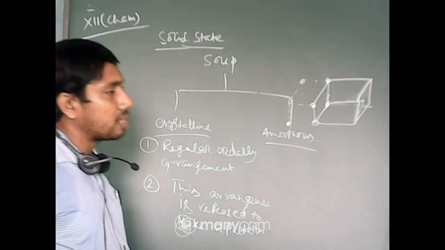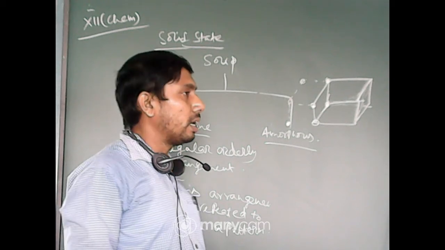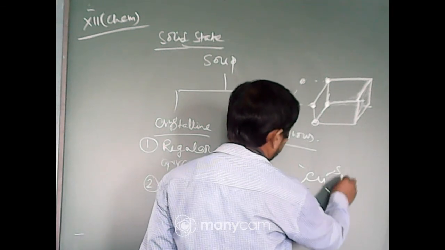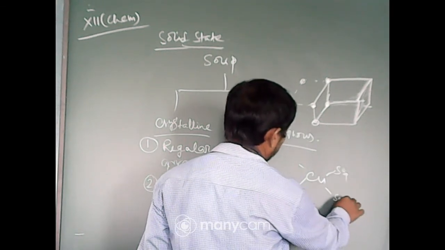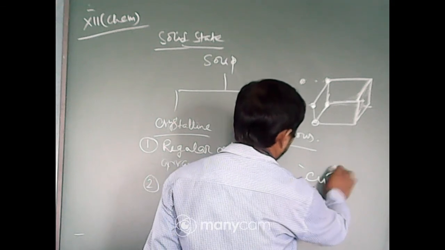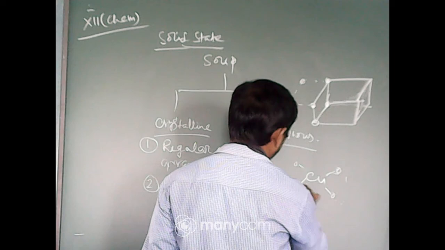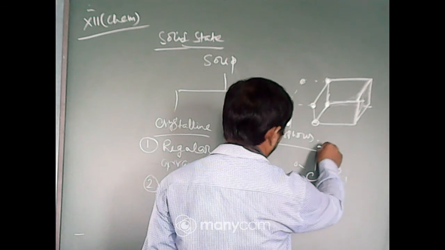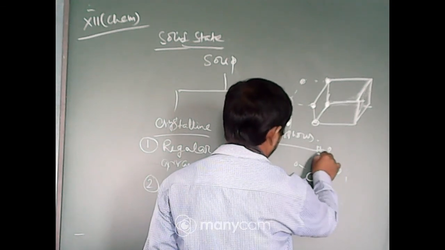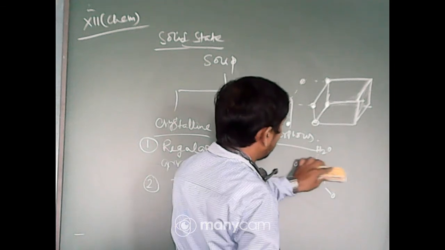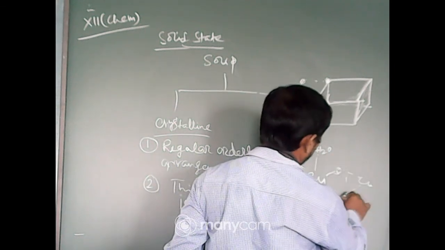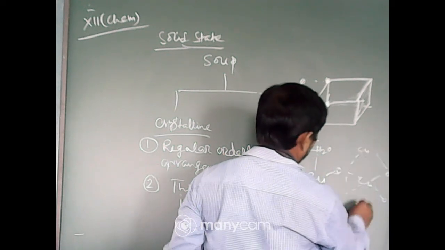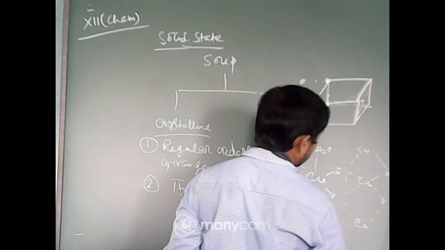Now in copper sulfate pentahydrate, here is the arrangement: the copper is at the center, with sulfate SO4, sulfur and oxygen, and here one molecule of H2O is there. So this arrangement again repeats, one copper, again one copper. So this is called a definite arrangement.